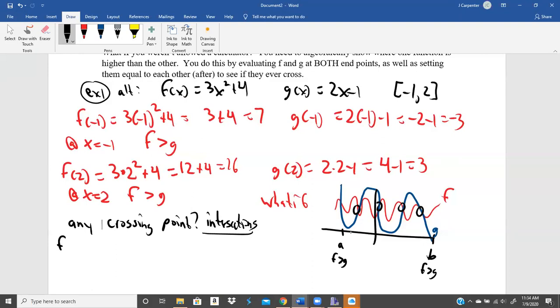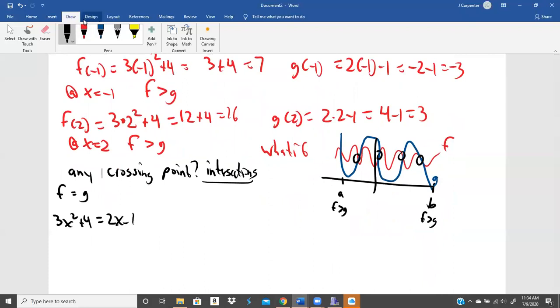So you set f equal to g, which is 3x squared plus 4 is equal to 2x minus 1. That's a quadratic equation, so you need to move everything to one side and set it equal to 0. So you're going to subtract 2x on both sides, and add 1 to both sides, which would give us 3x squared minus 2x plus 5 is equal to 0.